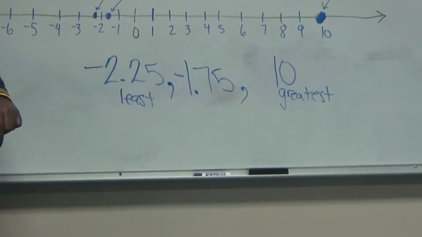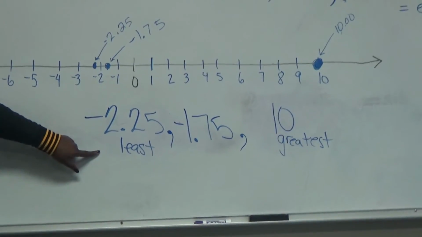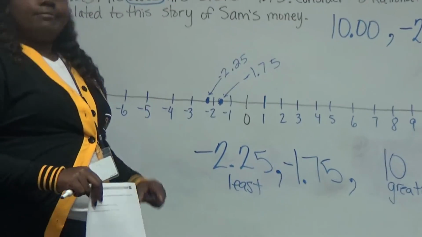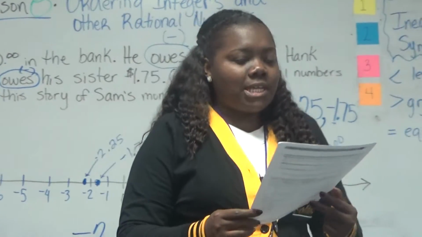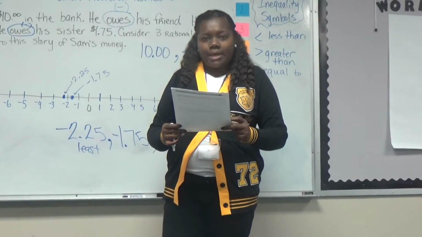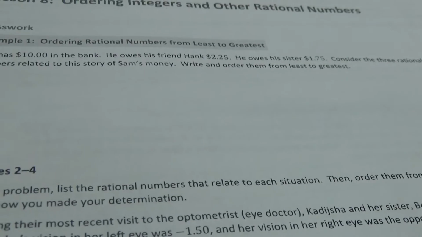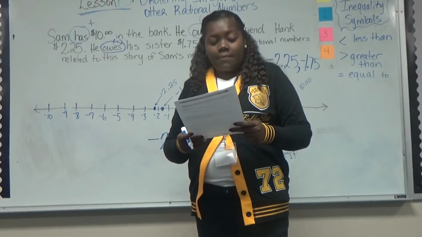So my smallest number up here is negative 2.25, and my greatest number is positive 10. That's all you have to do for example 1. So for exercises 2 through 4, it says for each problem, list the rational numbers that relate to each situation. Then order them from least to greatest and explain how you made your determination.